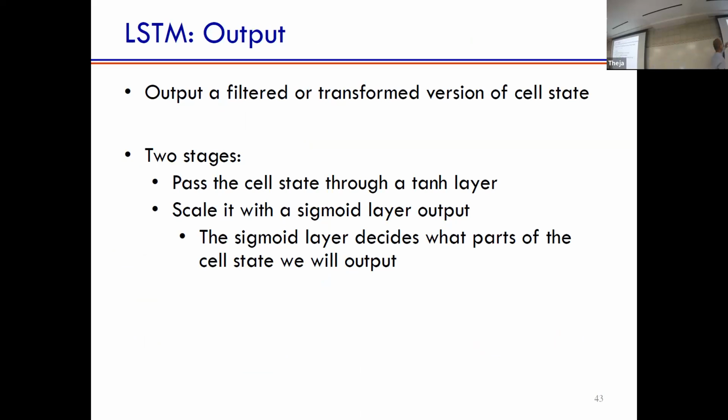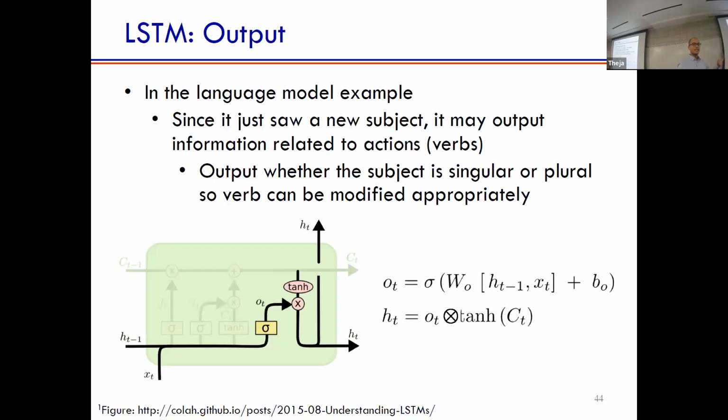So the output is basically, every cell produces an output, the HT vector. It's a filtered or transformed version of the cell state. The way it is done is first you pass the cell state through, actually it's not a TANH layer, it's an element-wise TANH operation. And then you use the last gate to figure out what exactly you want to output as well. So there's an output gate, which has the same inputs.